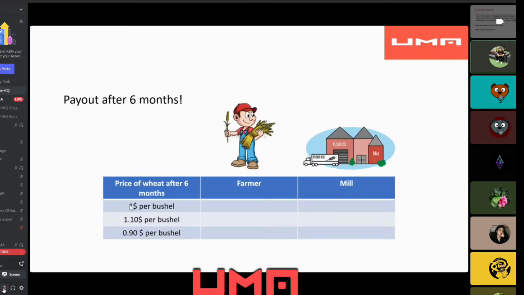All right. So if the price after 6 months remains at $1 per bushel, then the farmer and the mill will be at break even, getting into the forward contract. Even if the mill buys from the farmer or from the market, they are getting the wheat at the same price. So they haven't made a profit or losses in this particular forward contract. So let's talk about example 2. Let's say after 6 months, the market price of wheat is $1.10 per bushel.